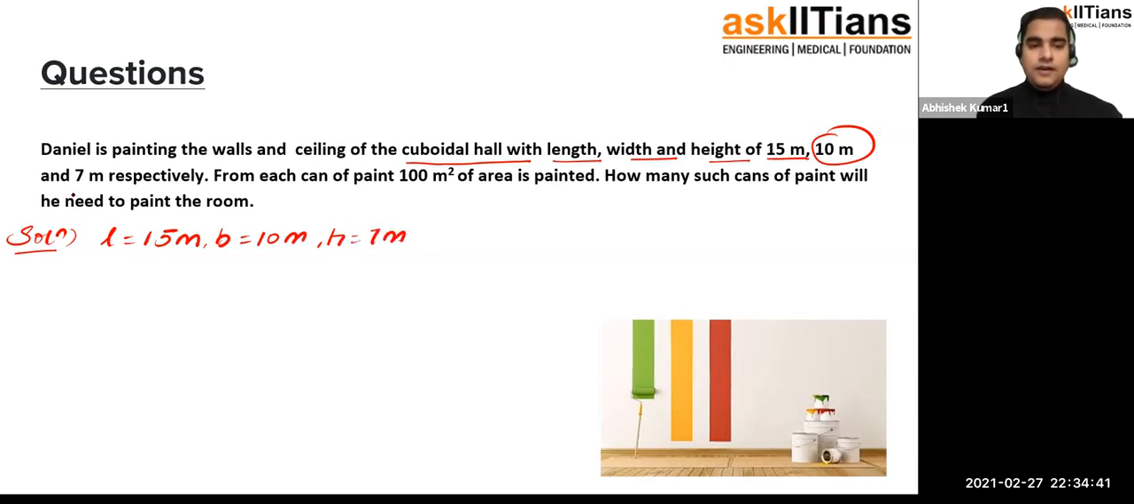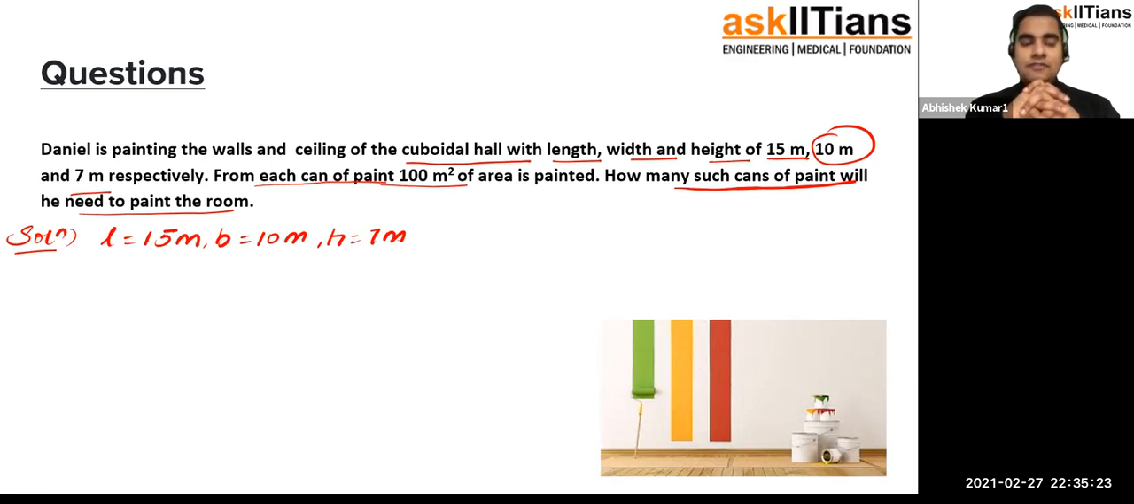From each can of paint, 100 meters square of area can be painted. They are asking how many such cans of paint will be needed to paint the room. All right, it's very easy. It says that if you have one can of paint, using that one can you can only paint 100 meters square of area. And you want to paint this entire wall in front of you. So if you want to find out how many cans will be needed for this task, you find out the total surface area of this wall.